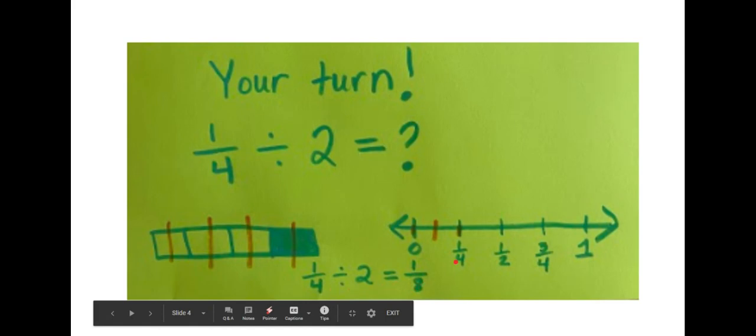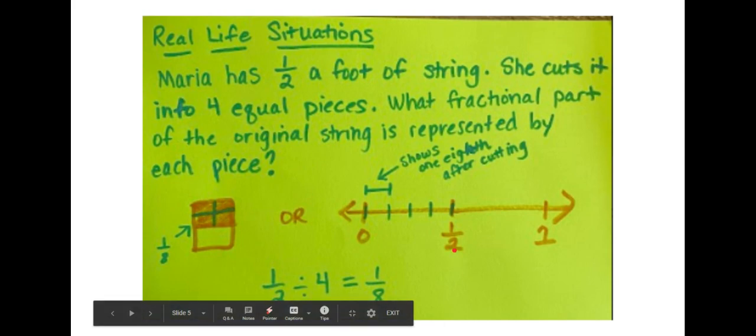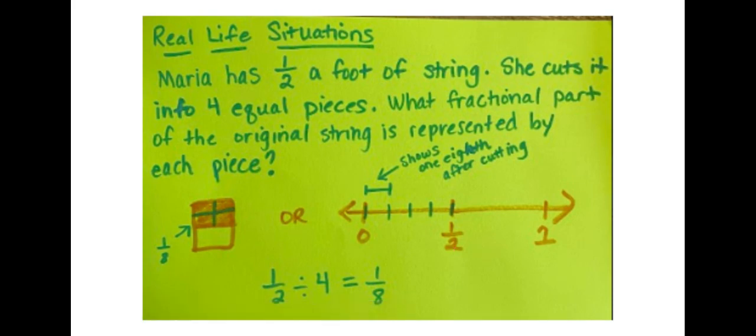Okay? All right, so now we're going to think about a real life situation. I started talking about a candy bar in the last slide. This is just another example of how it may sound. Maria has 1/2 a foot of string. She cuts it into 4 equal pieces. What fractional part of the original string is represented by each piece?